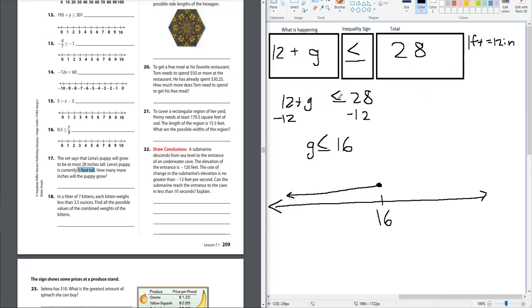And then once you get there, you graph it. You solve it using SADMAP, so you're doing the opposite operations. And then you graph. So that's it for today.